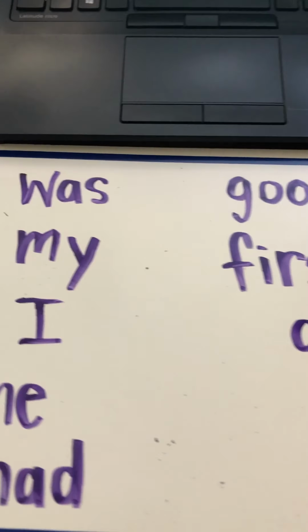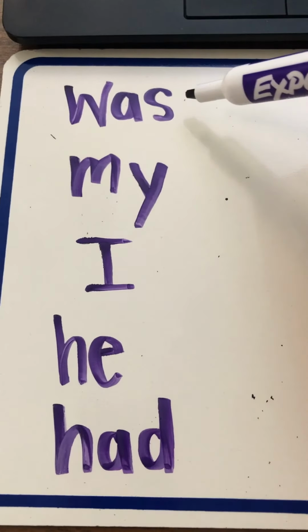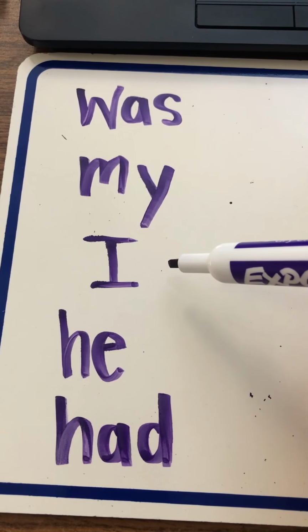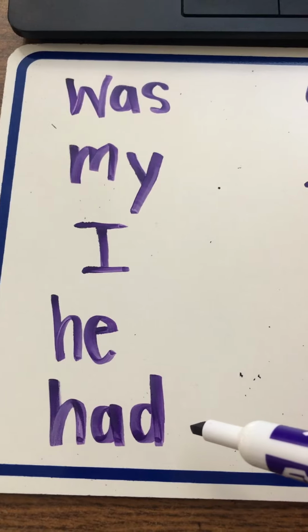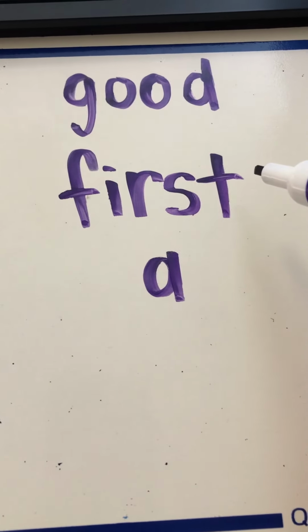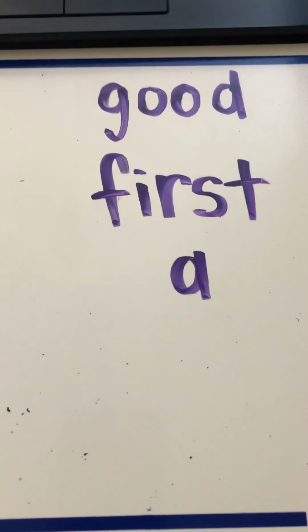So let's go back. We're gonna start over here and let's say them all together. Was, my, I, he, had, good, first, A. Okay, so just like yesterday, we're going to do some chunking of words where we say the beginning sound and then the rest of the word.